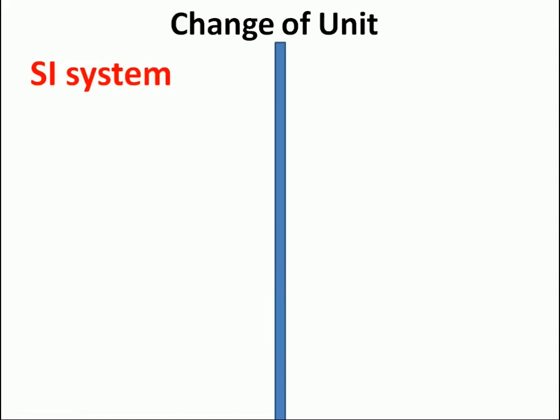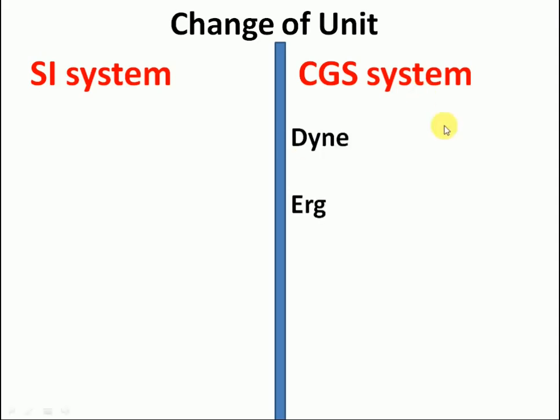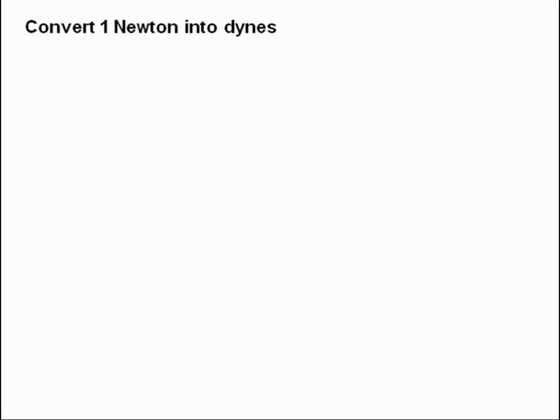Now let us see some of the units in the SI system and CGS system. In the CGS system, we measure force in dyne and we measure work done or energy in erg. And in the SI system, we measure force in newton and energy in joules. Now let us solve one question. I have to convert 1 newton into dyne.